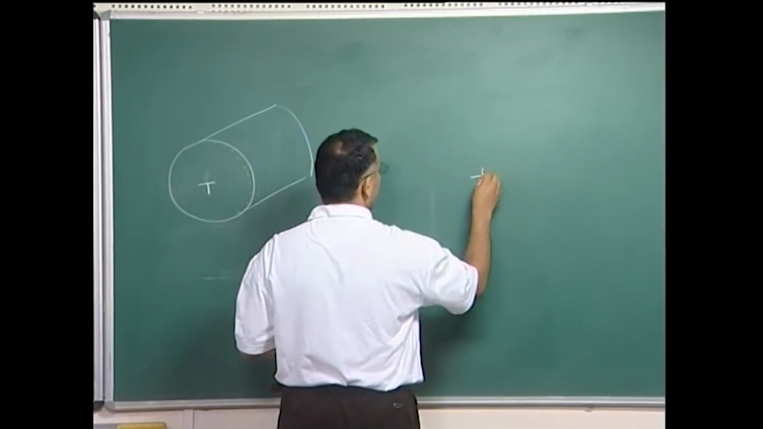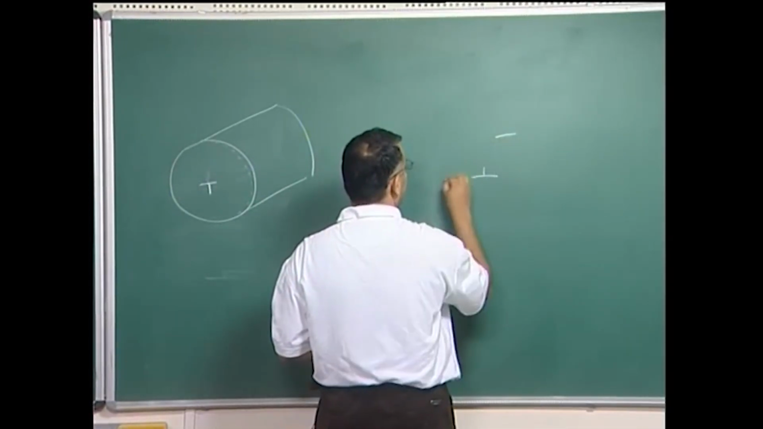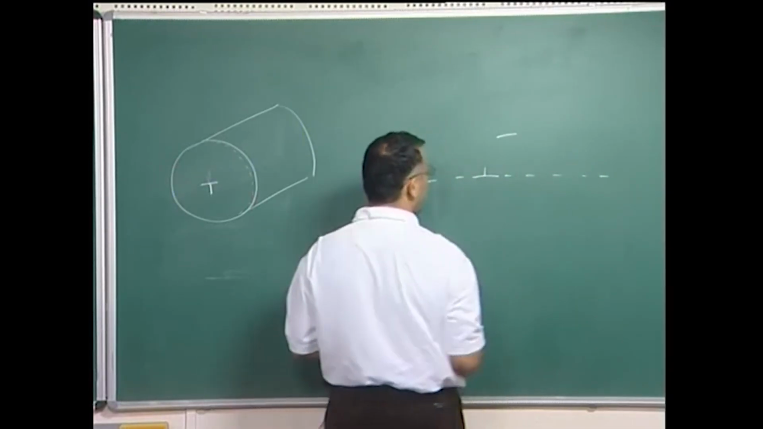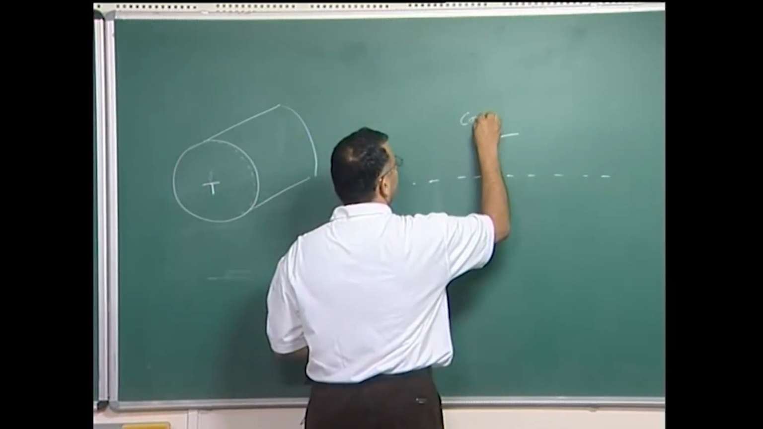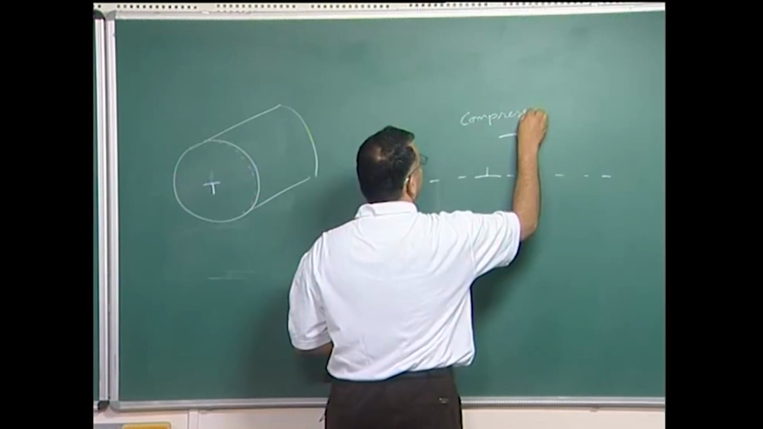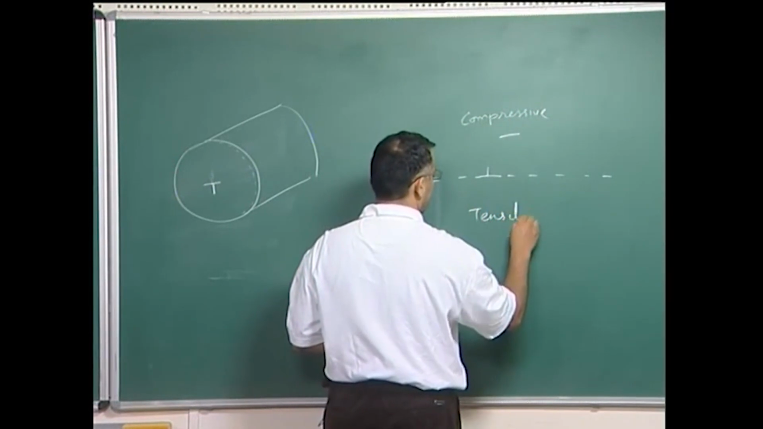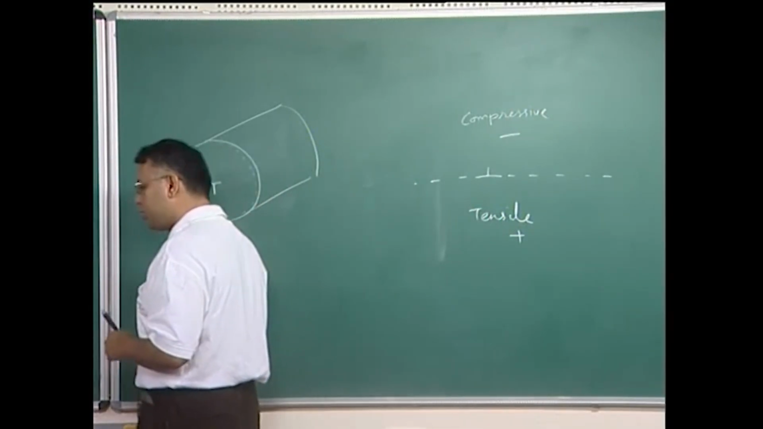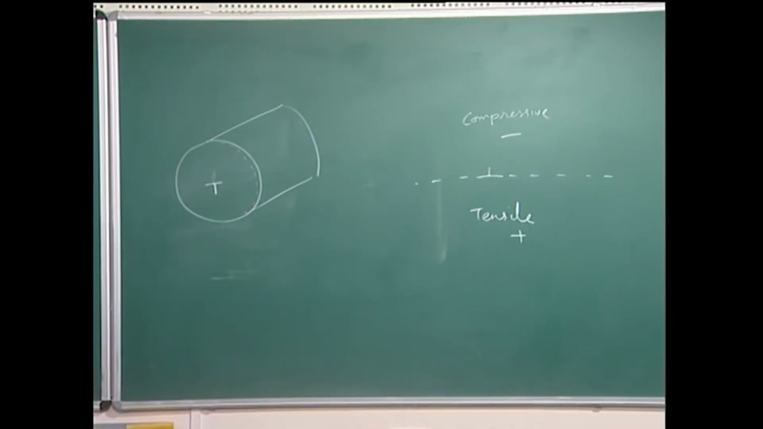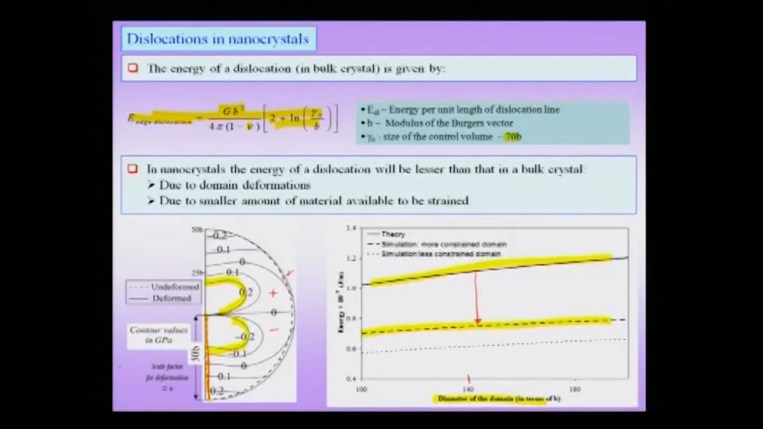So, this is my dislocation in an infinite crystal. The entire half space above this dotted line is going to be compressive, and this is going to be tensile. Now, if you compare this with the plot which I have shown you right here, you can see that this is not true anymore for a finite crystal, and the smaller the crystal, these effects will start to dominate.